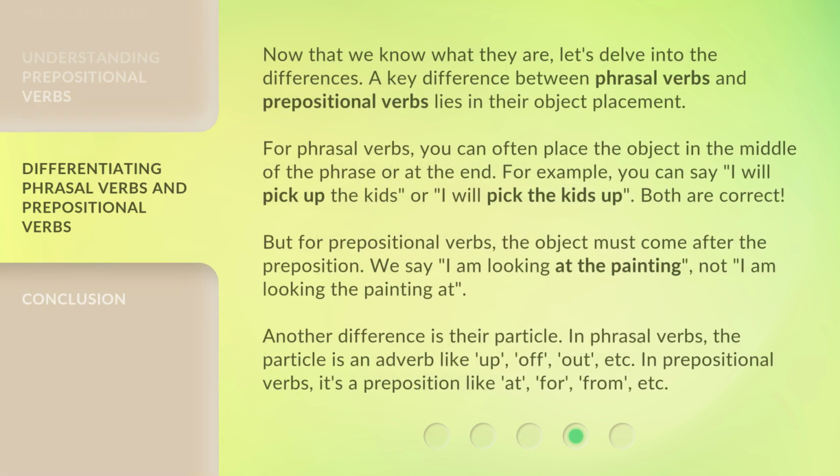Now that we know what they are, let's delve into the differences. A key difference between phrasal verbs and prepositional verbs lies in their object placement. For phrasal verbs, you can often place the object in the middle of the phrase or at the end. For example, you can say, I will pick up the kids, or I will pick the kids up.